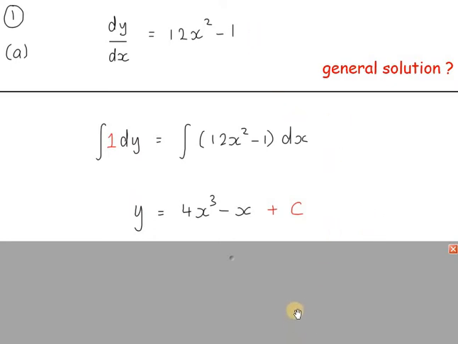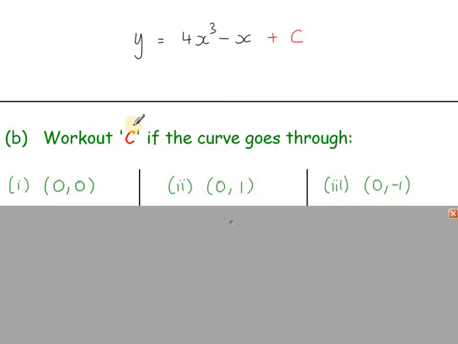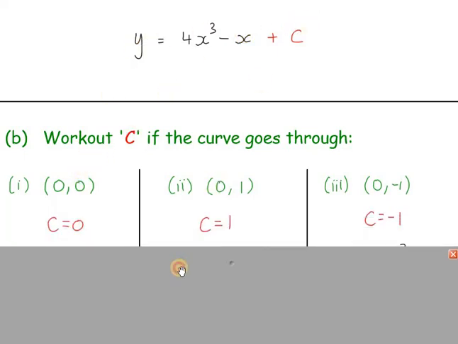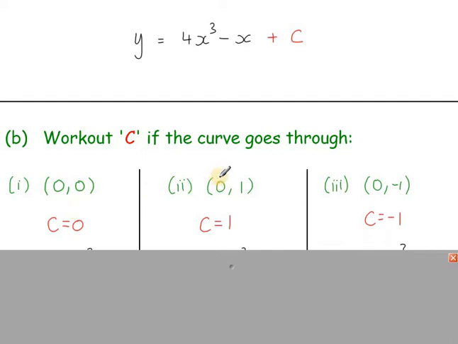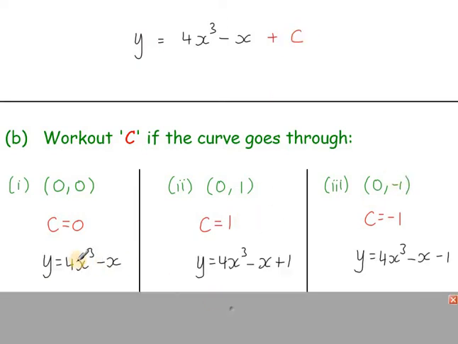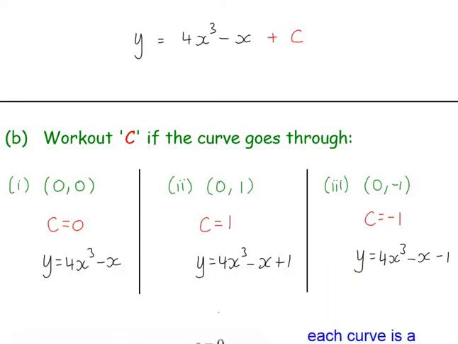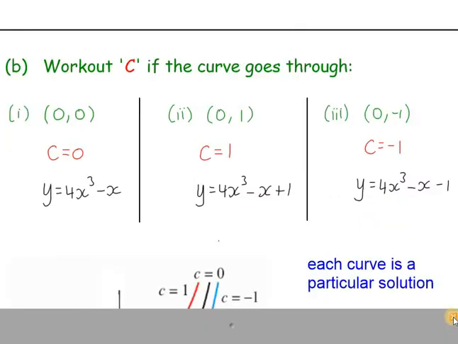Now given x and y values, so coordinates on the curve, we can evaluate c. So if the curve goes through this point, x is 0, y is 0, so c is equal to 0, like so. If it goes through this point, x is 0, y is 1, so then c will be equal to 1. So then we have these equations, and these are referred to as particular solutions.